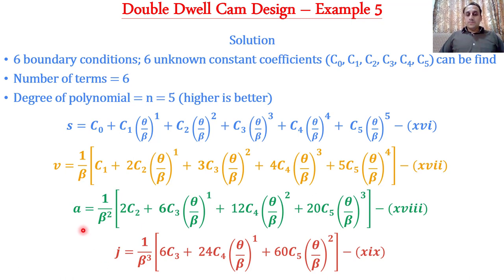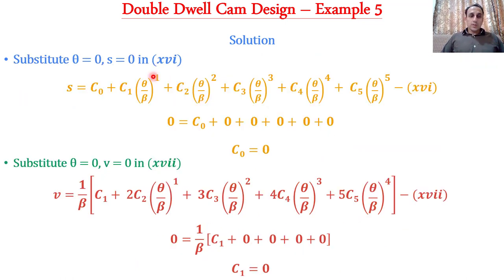Now in those equations, we will insert the boundary conditions and try to find out the values of these coefficients. In the displacement function, we use the first boundary condition, which is theta equal to 0. When theta is equal to 0, s should be 0. So when we insert theta equal to 0 and s equal to 0 in this equation, we will get C0 equal to 0. It means we get the value of the first unknown coefficient.